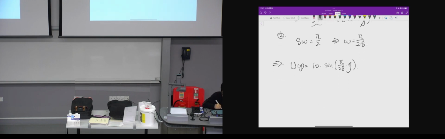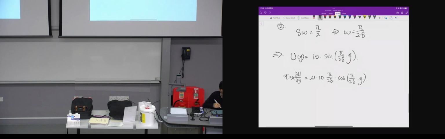With this equation it is pretty straightforward. Shear stress equals viscosity times partial u over partial y, which equals viscosity times 10 times pi over 2 delta times cosine of pi over 2 delta times y. All right, so this is your shear stress.